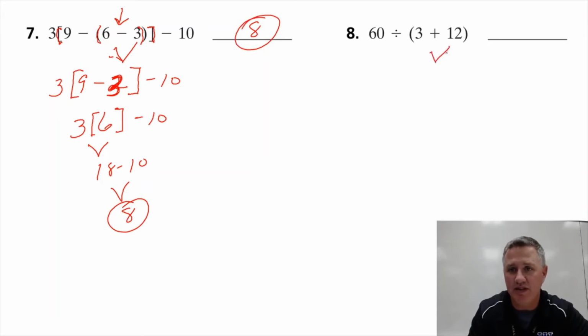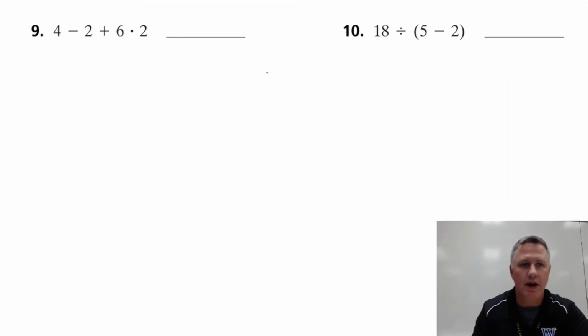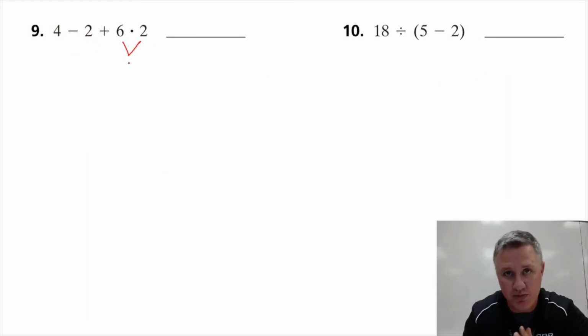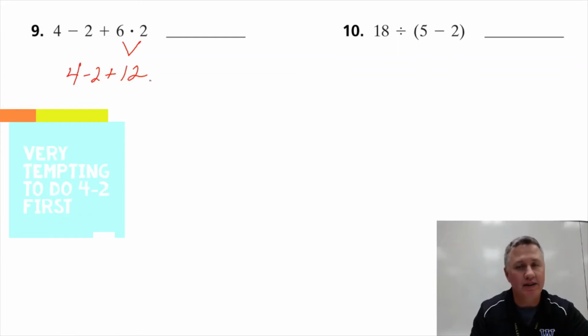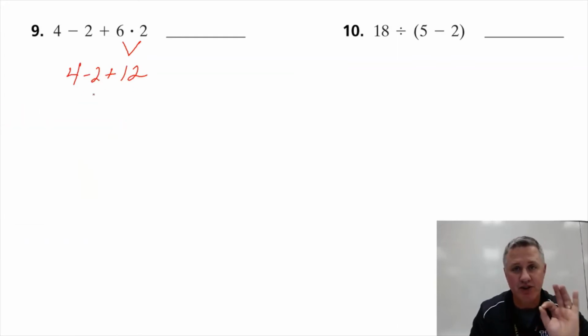Next, start with parentheses. 3 plus 12 is 15. 60 divided by, and even if it's in parentheses, it's still the same thing. 60 divided by 15 is 4. All right, moving on to the next two. Here we go. 6 times 2. I'm going to start with the multiplication part of the problem first, right? 12. 4 minus 2 plus 6. Again, you could go in any order really, but just make sure you take the sign of what's in front, because a lot of kids will say 2 plus 12 is 14. And it's not a 2, it's a negative 2. So I'm going to be careful.